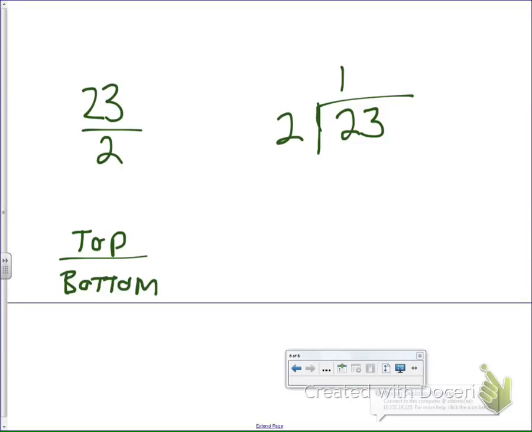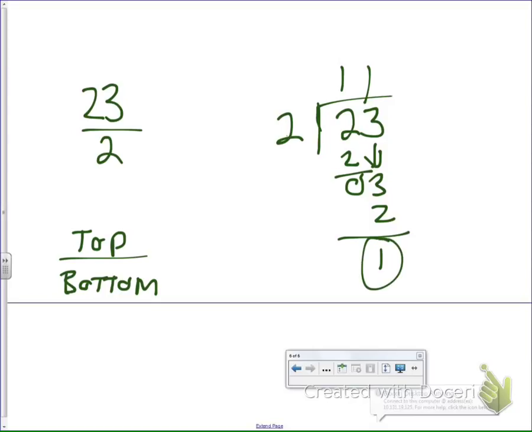Well, 2 goes into 23, or 2 goes into 2, excuse me, one time for 2. Then I bring down my 3, 2 goes into 3, one time for 2, and I have a remainder of 1. Now, if you know how to work with decimals and divide with decimals, you could keep dividing this out, but right now what I want to focus on is how to turn this remainder into a fraction that we have left over.